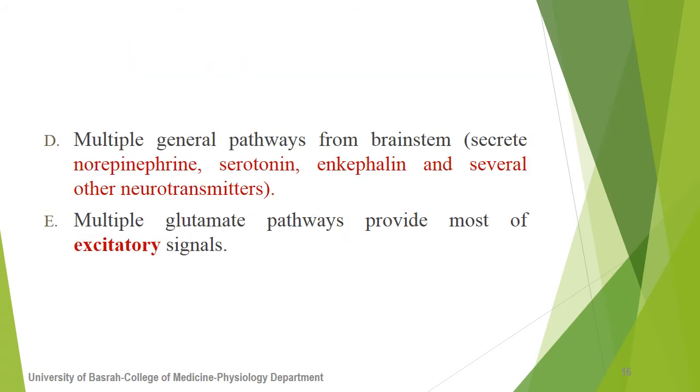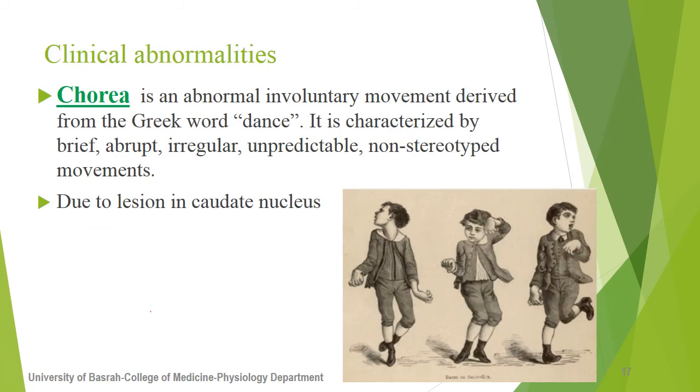And we have another multiple general neurotransmitters secreted in the pathways with the brainstem, like norepinephrine, serotonin, enkephalin, and several other neurotransmitters. And we have glutamate, which is a very important neurotransmitter, secreted in different pathways, and this is again an excitatory one. Okay, these are the neurotransmitters.